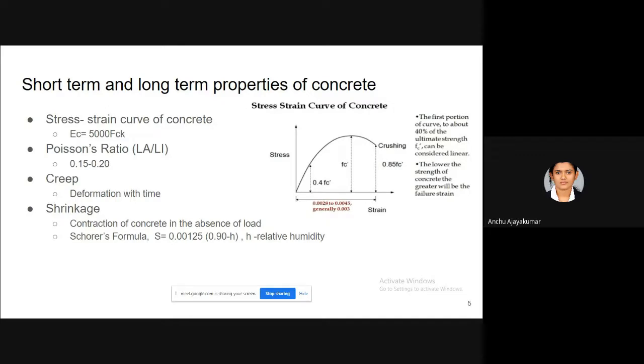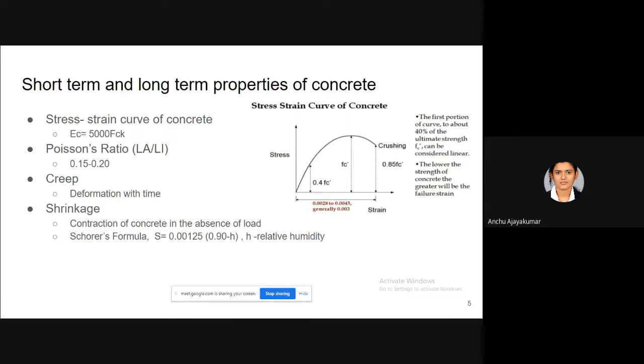Okay, and we have the elastic constant also. So what is the equation for the elastic constant for concrete? This can be a question. The elastic constant of concrete is 5000 root FCK. FCK is nothing but the characteristic compressive strength of the concrete. We have a range for the elastic constant for concrete: 14 into 10 raised to 3 to 40 into 10 raised to 3 Newton per mm square.